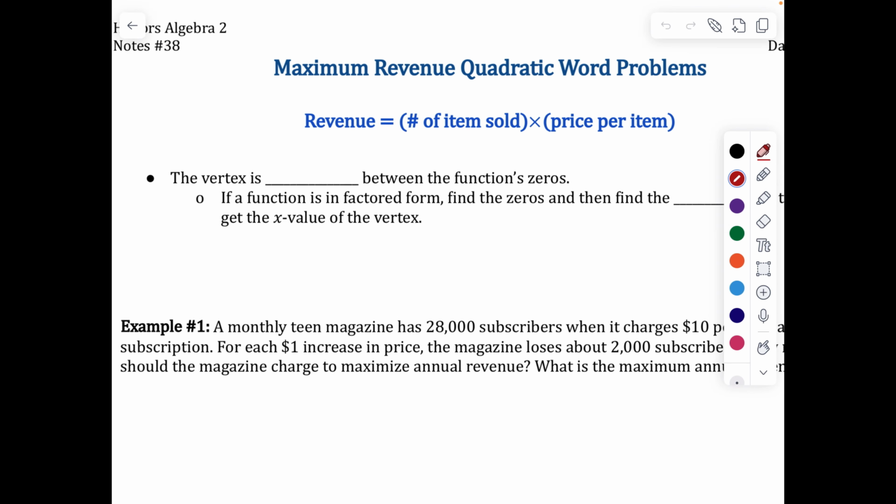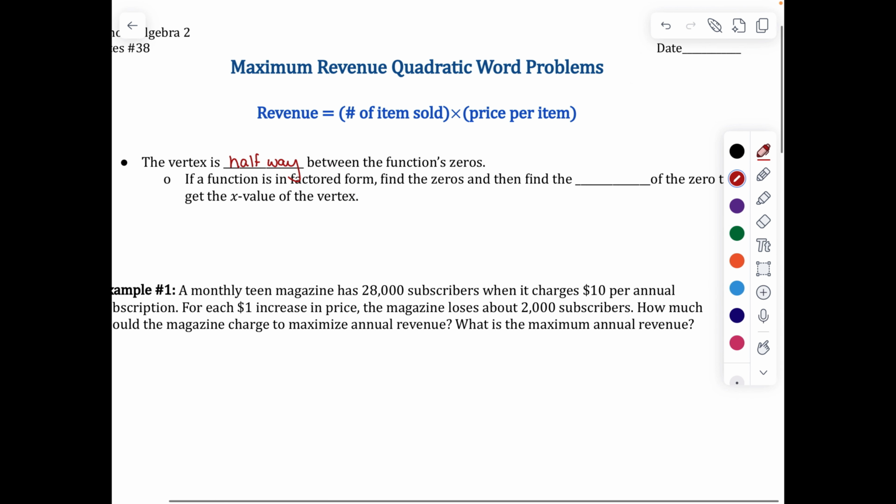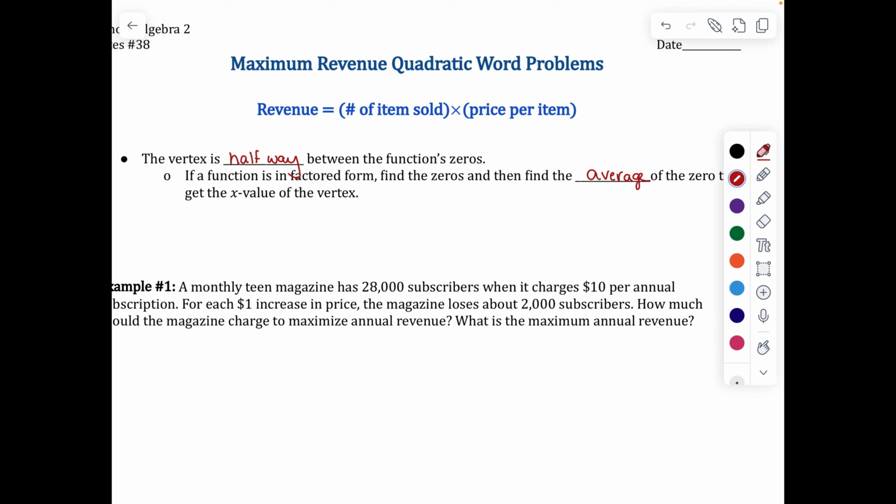So the vertex is always halfway between the function zeros, where it crosses the x-intercepts, because we have symmetry. The vertex is always going to be halfway in between. So if a function is in factored form, we want to find the zeros and then find the average of the zeros to get the x value of the vertex.